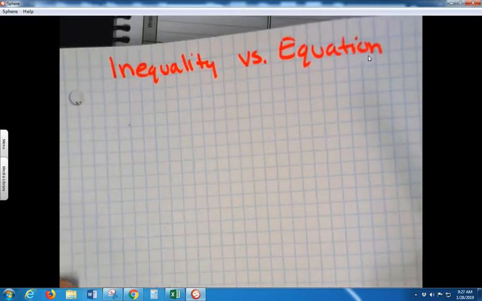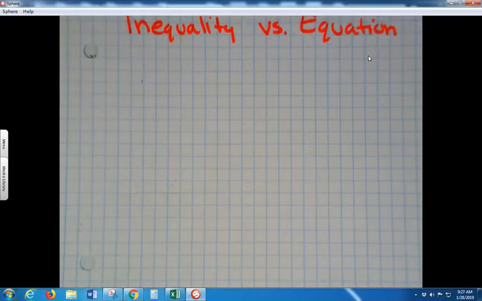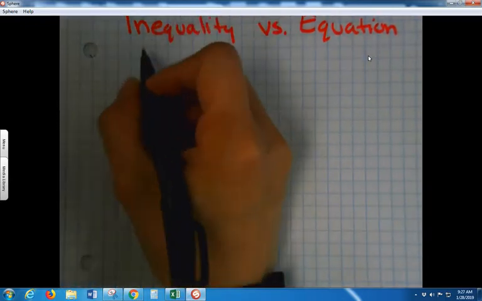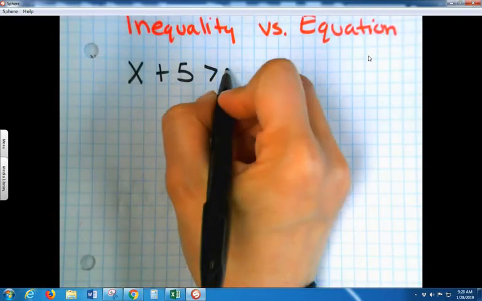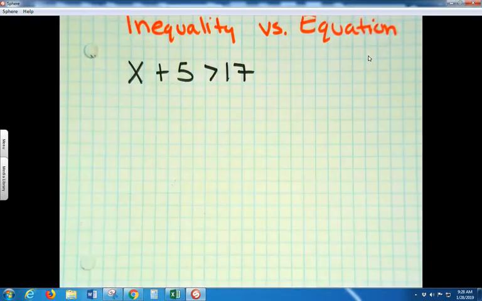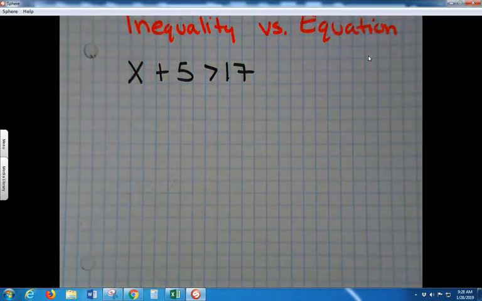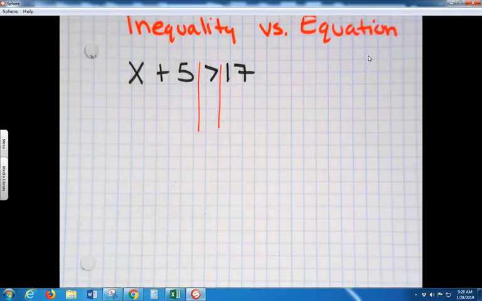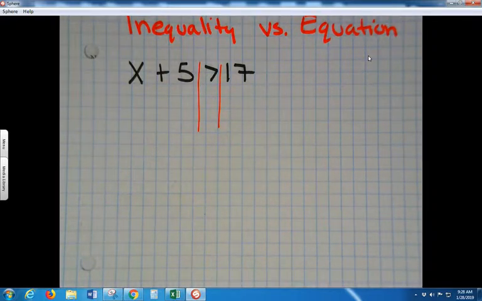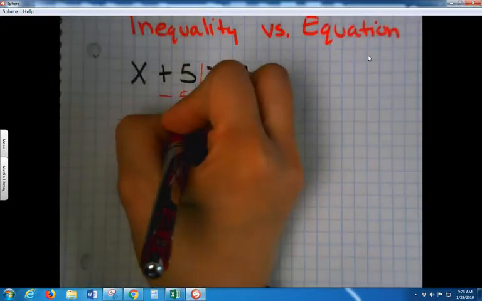So, for example, if I give you x plus 5 is greater than 17, how would you solve it? Bars. Bars, I like it. So go ahead and set up your bars before I do. Okay, I've set up my bars. Now what? Subtract 5. Very good. So I'm going to subtract 5 on this side and subtract 5 on this side.